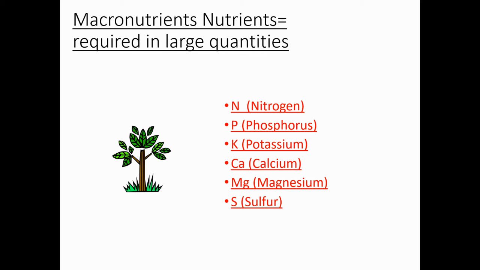NPK, those are the first three, and those are the really big ones, right? And I'll explain more about why they're just so big in a minute. But then there's also calcium, magnesium, and sulfur. So the plant needs a pretty significant amount of each one of these things to be able to survive and grow. So if any one of these things is lacking, that's going to impact how well your plant grows.